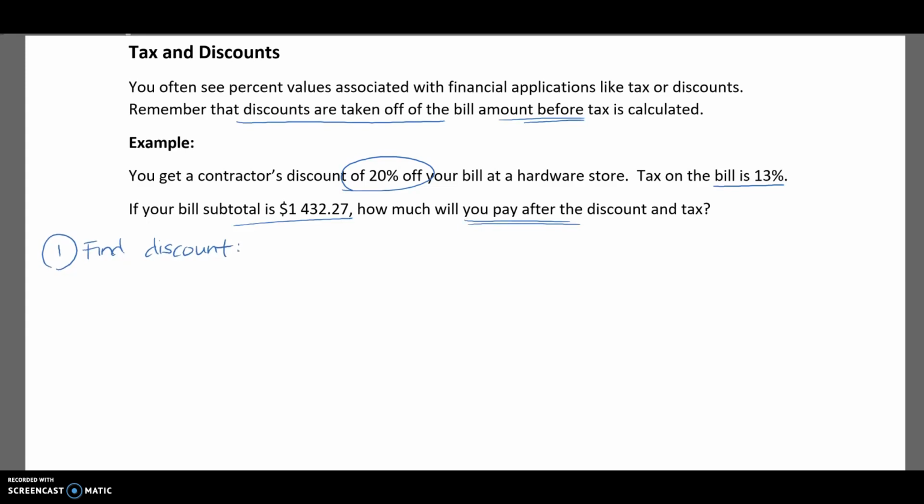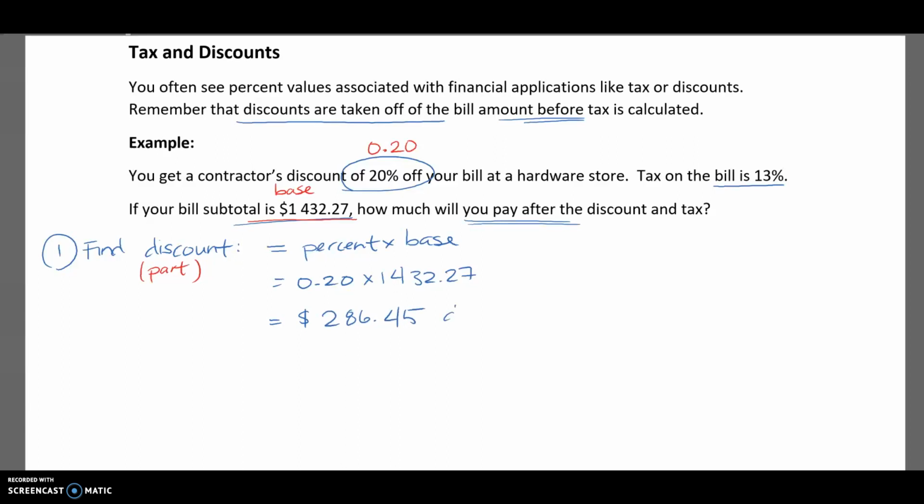We know that the percent for the discount is 20%, or as a decimal, 0.2. And the total bill is $1,432.27, so this would be our base. We're looking for the discount, or the part. So to find the discount, we'll need to take the percent as the decimal and multiply by the base. 0.2 multiplied by our bill amount gives us, to 2 decimal places for money, a discount amount of $286.45.